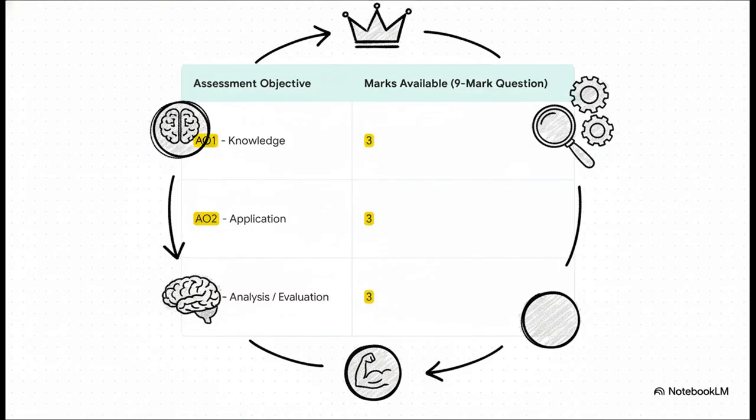And just have a look at this, because this is so important. For a 9-mark question, it's a perfect 3-way split. 3 marks for what you know, 3 marks for how you apply it, and 3 marks for how you evaluate it. That tells you that every single part is equally important. You can't just be good at one. To get the top marks, you've got to nail all 3.